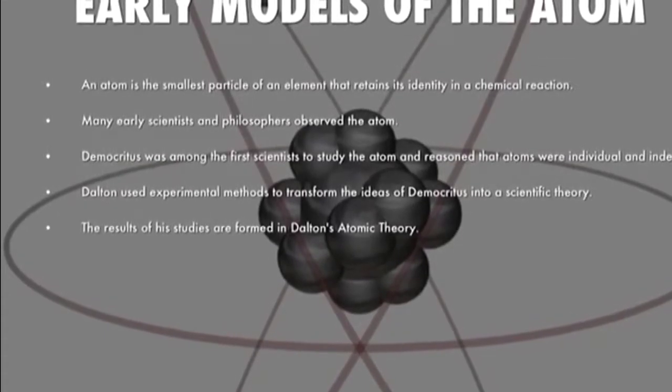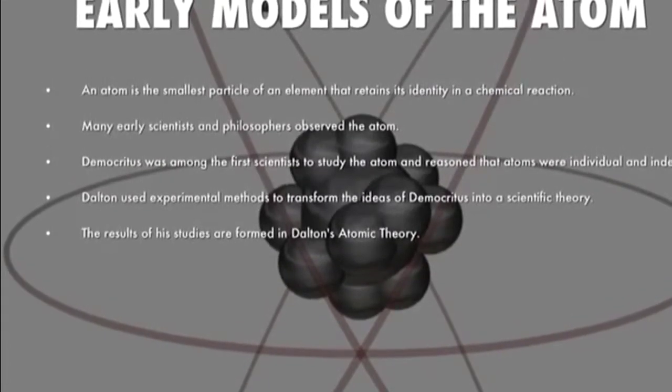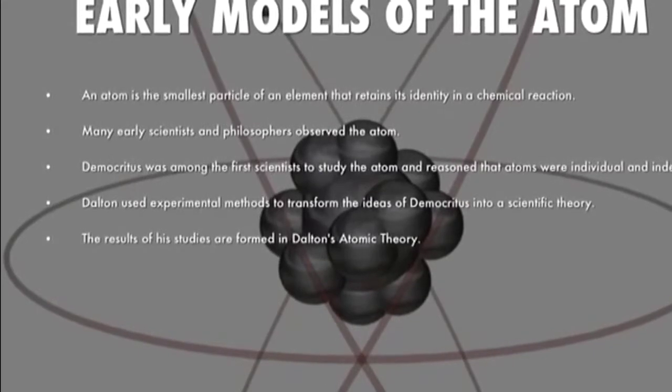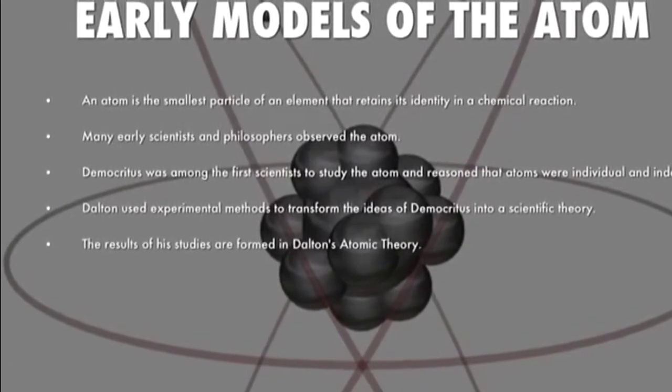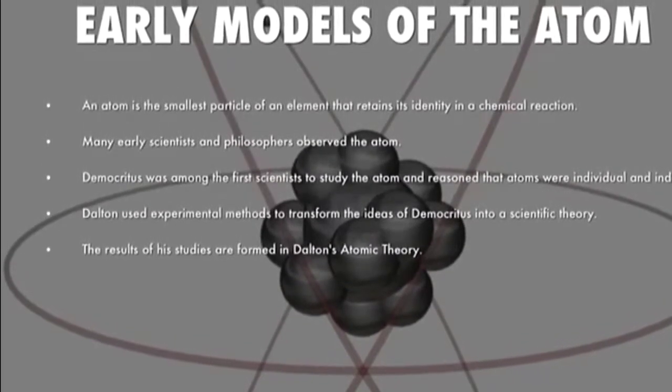Dalton used experimental methods to transform the ideas of Democritus into a scientific theory. The results of his studies are formed in Dalton's atomic theory. Dalton's atomic theory is the first theory to relate chemical changes to the events at the atomic level. The four parts of this theory are: all elements are composed of tiny, indivisible parts called atoms.